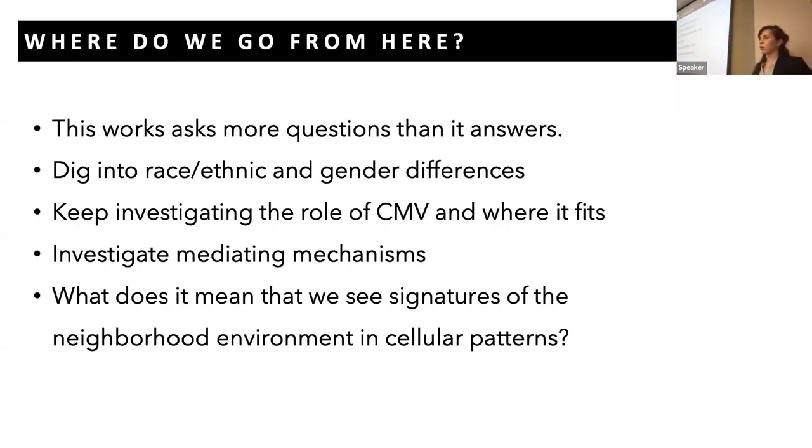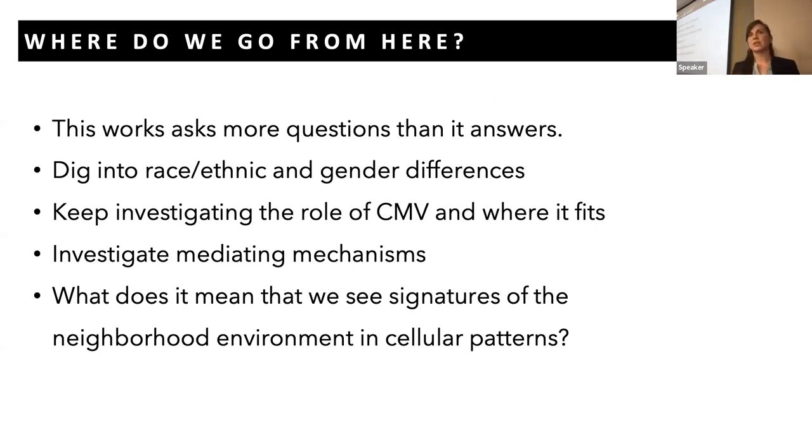So where do we go from here? This work asks a lot more questions than it answers, as is a lot of the work that I do, as it turns out. One of the things I really want to dig into is race, ethnic, and gender differences in these associations. When you're thinking about race, ethnicity, and gender, these are huge ways that our society is stratified, and they're seeping into every part of society. So how do we capture that in the models that we do?